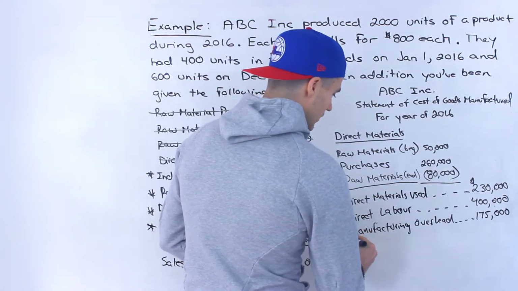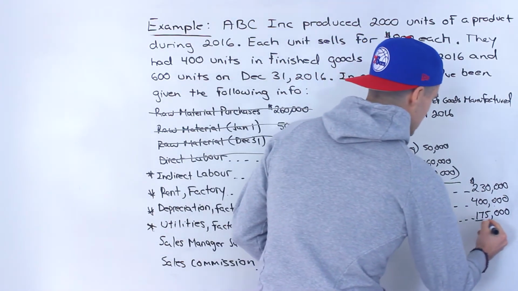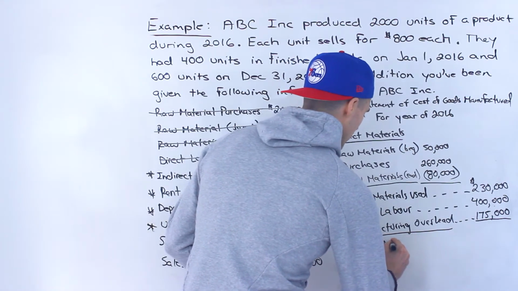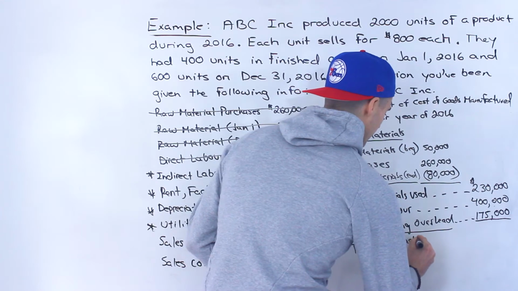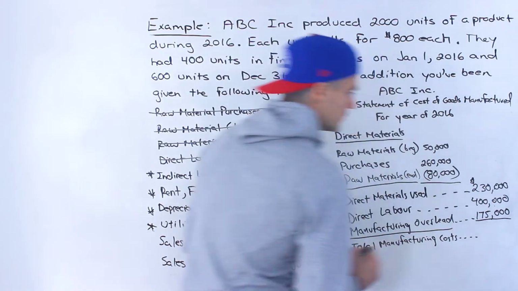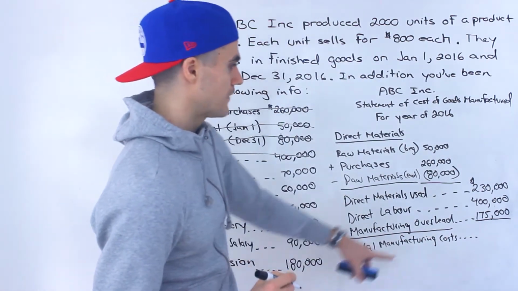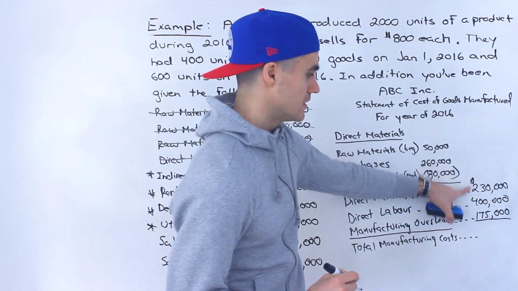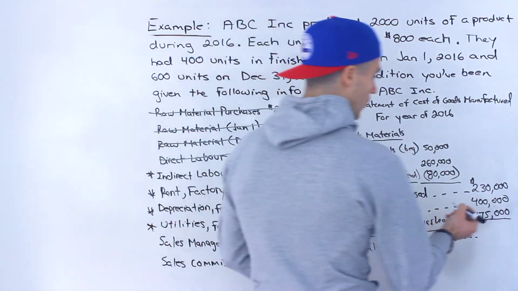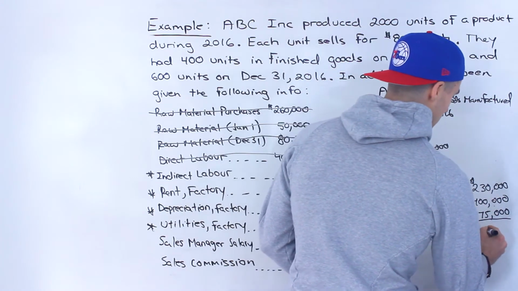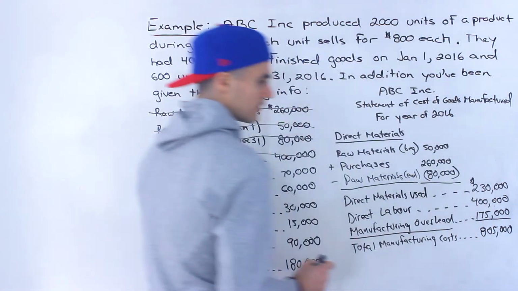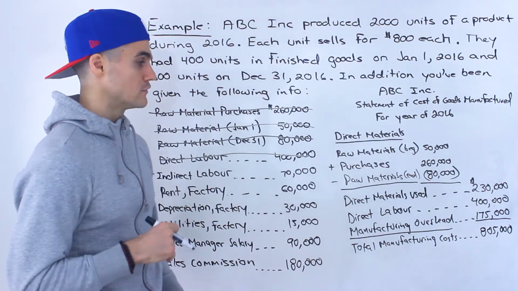Okay, and then over here, basically all of this is going to be the total manufacturing costs, right, when you add up all of those numbers. So what would you get when you add them up? You would get 630,000 plus 175,000, which would give us what? That would be 805,000. Like that. So that's the total manufacturing cost.